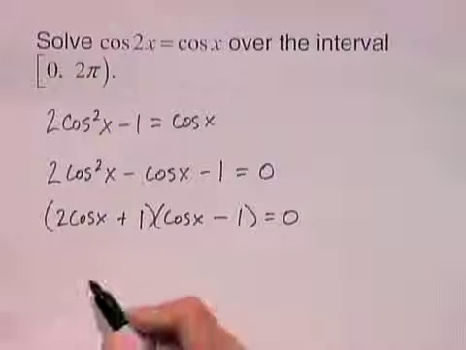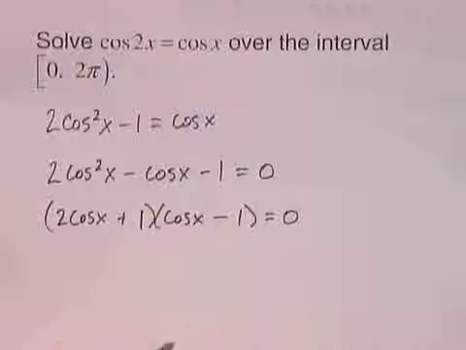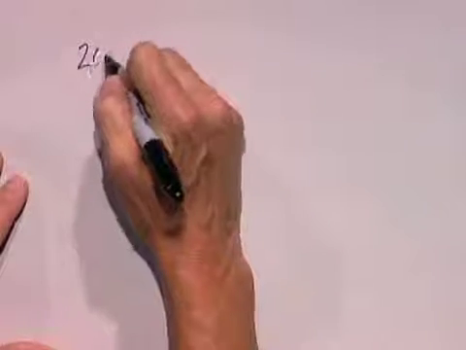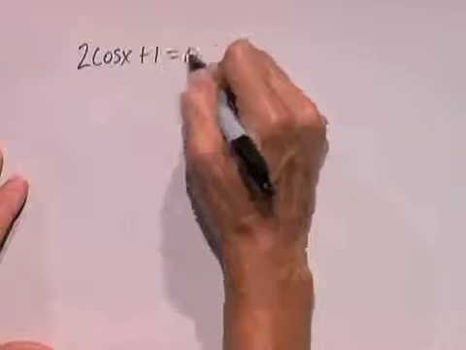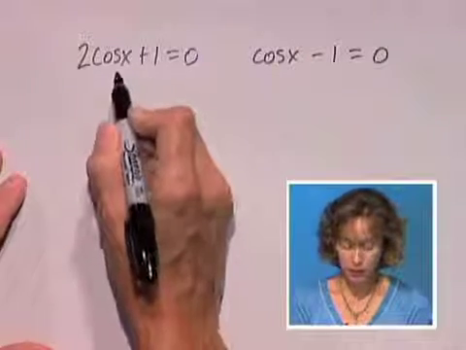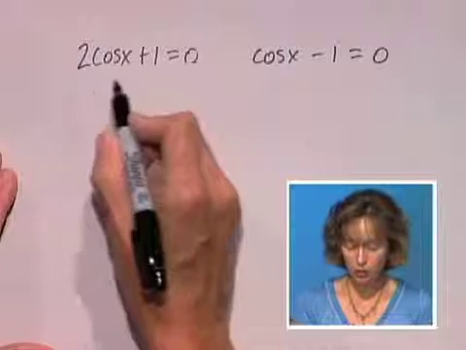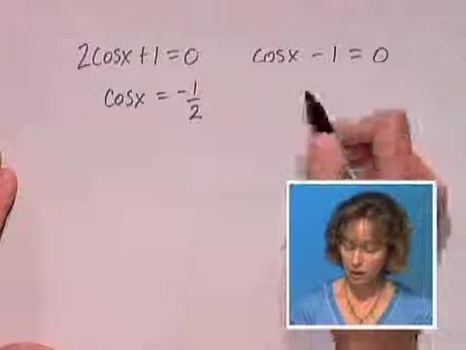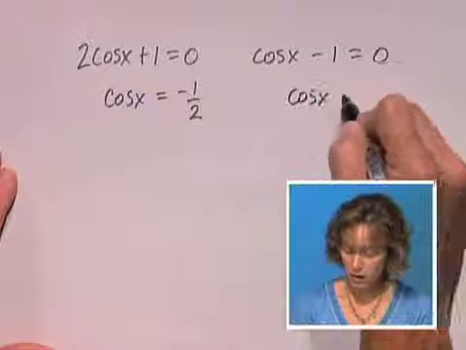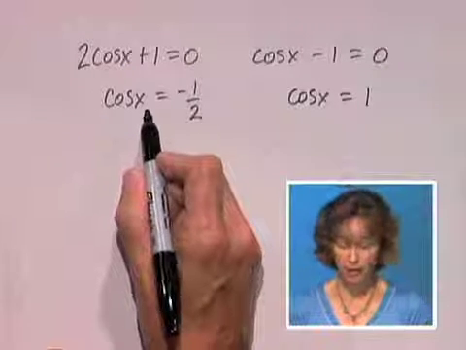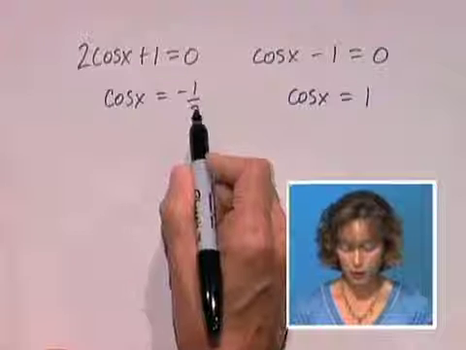Now I'm going to set each factor equal to 0 and continue from there. So I'm going to set 2 cosine x plus 1 equal to 0, and cosine x minus 1 equal to 0. I'll isolate cosine here by subtracting 1, then dividing by 2 to get cosine x is negative 1/2. At the right, all I need to do is add 1. I'm ready to think about the x's between 0 and 2 pi that solve this particular part of the equation.